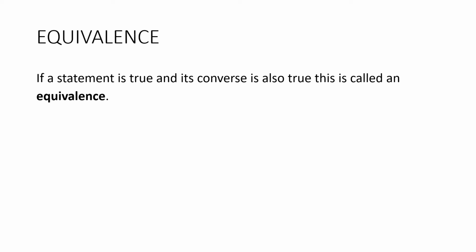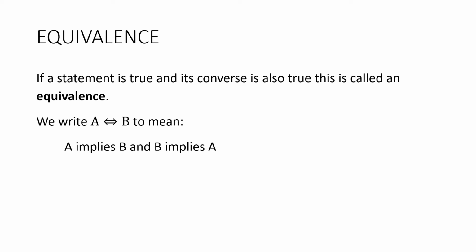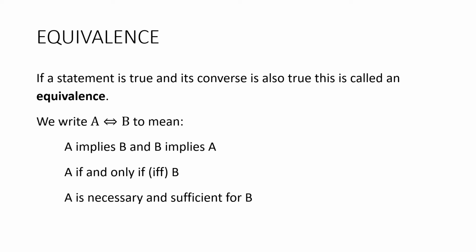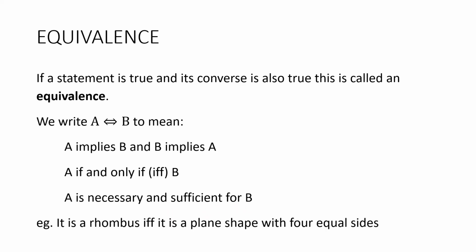Now, if a statement is true and its converse is also true, then this is called an equivalence. And we write a double-headed arrow to show that it goes both ways. We can say A implies B and B implies A. Or A if and only if B. There's the abbreviation of if and only if. Or A is necessary and sufficient. Necessary means vital. Sufficient means all that is required. So A is necessary and sufficient for B. Here's an example. It is a rhombus if and only if it is a plane shape with 4 equal sides.